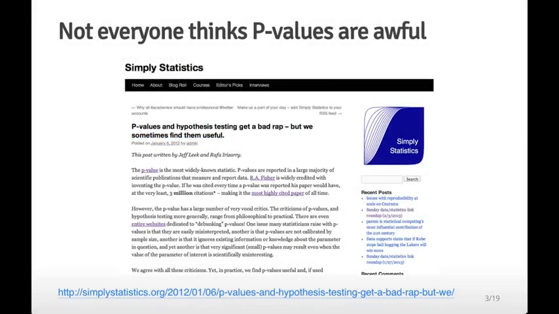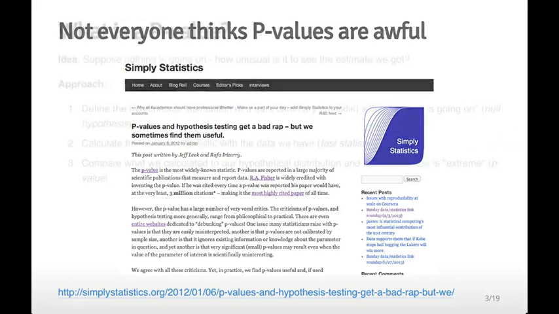and so it brings down a lot of attention. Of course, not everyone thinks that p-values are awful. This is actually a screenshot of the blog that I write where I talked about how p-values and what's called hypothesis testing get a bad rap, but they can be useful if they're used in, I think, an appropriate way and are used in a way where the interpretation is correct.